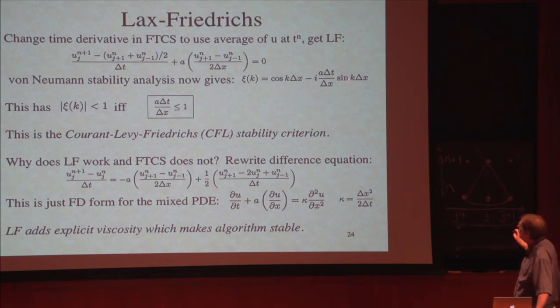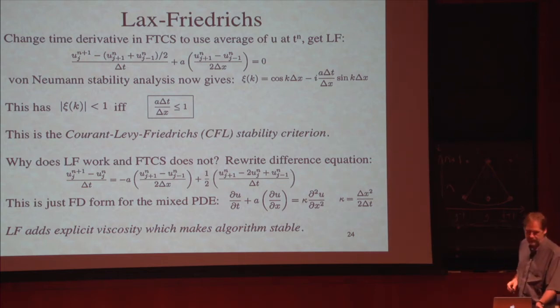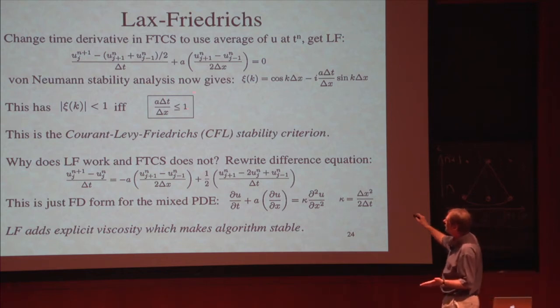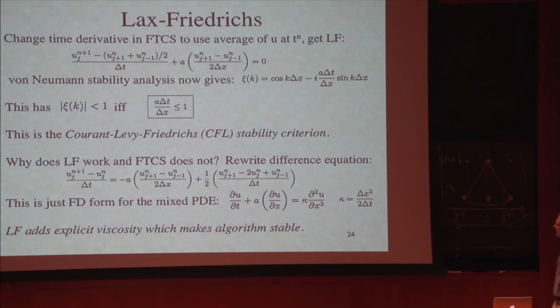I get this new relationship for the complex amplitude, and this has an amplitude less than 1 if this condition is satisfied. If the speed of propagation times the time step over delta x is smaller than 1, this is stable. And this is the so-called CFL, Courant-Friedrichs-Lewy stability criterion for integrating these equations. If I choose my time step correctly, such that it satisfies this condition, the solution will remain stable and integrate this equation forward in time stably.